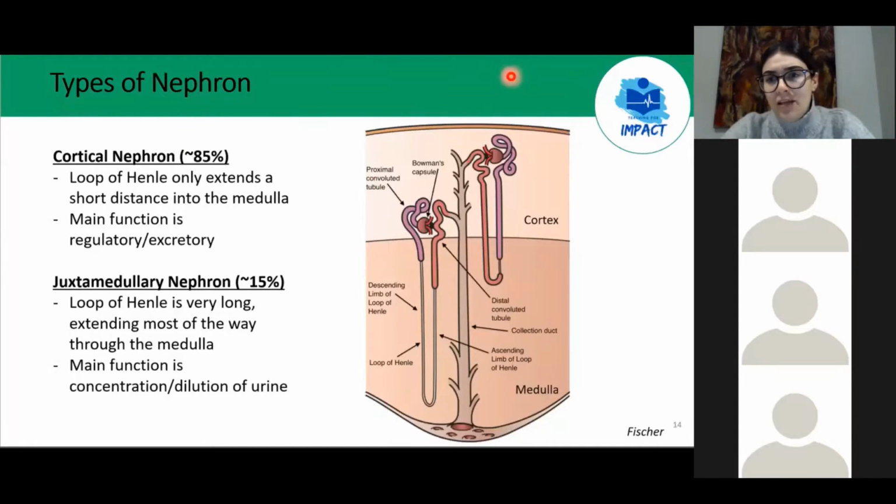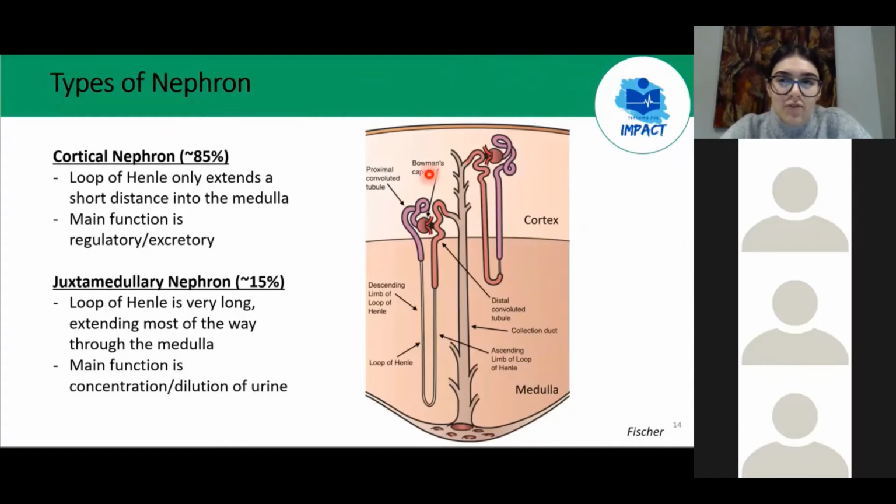And then just for future knowledge, this will come up a little bit later, there are two different types of nephrons. We have our cortical nephrons, which are situated mostly in the renal cortex. The loop of Henle is located primarily in the renal cortex, and their function is usually for regulatory or excretory mechanisms. So that's where most of the reabsorption and secretion of particular nutrients, ions or substances occurs. That's most of the nephrons, which is 85% of them.